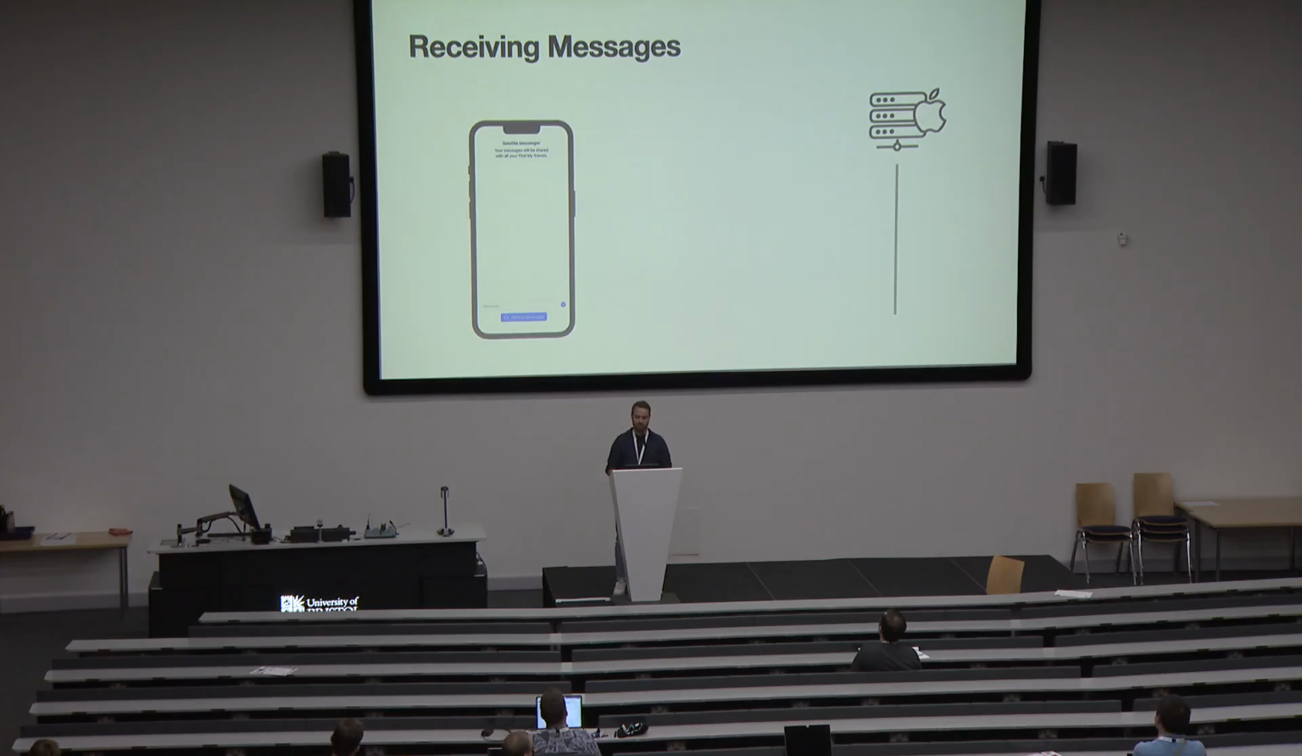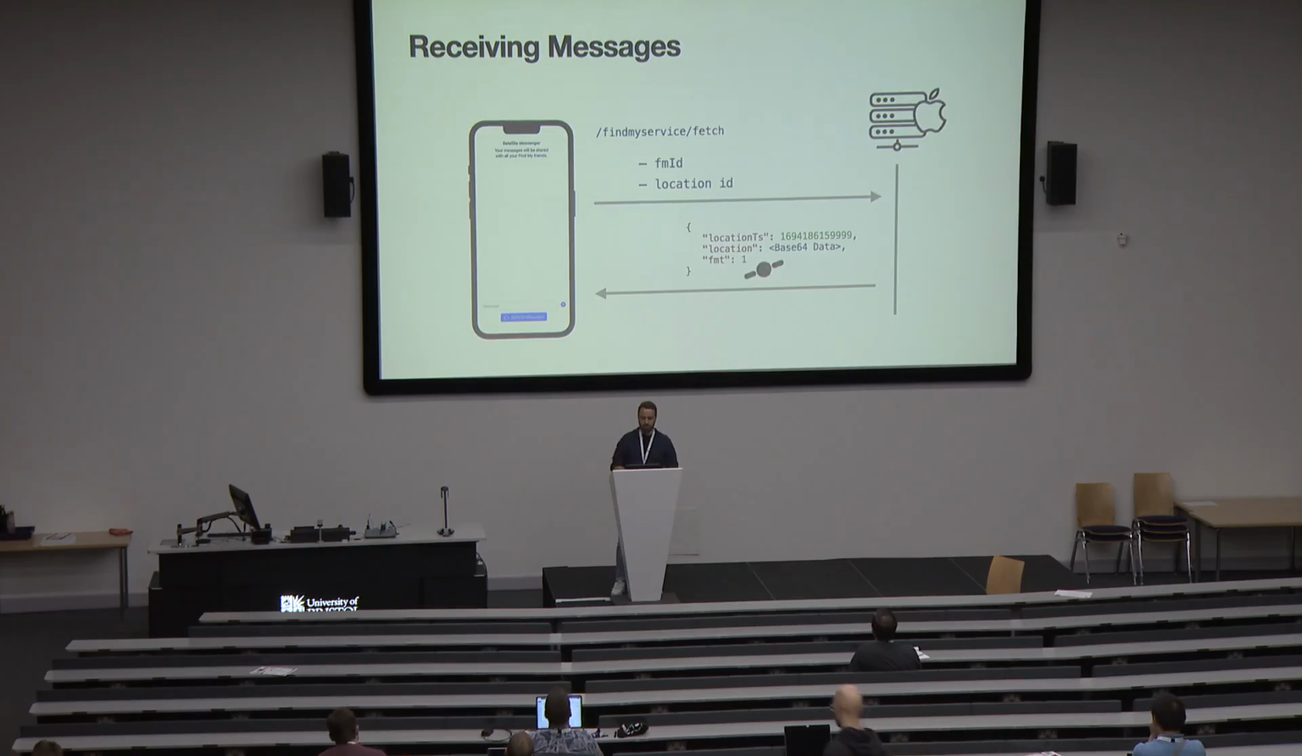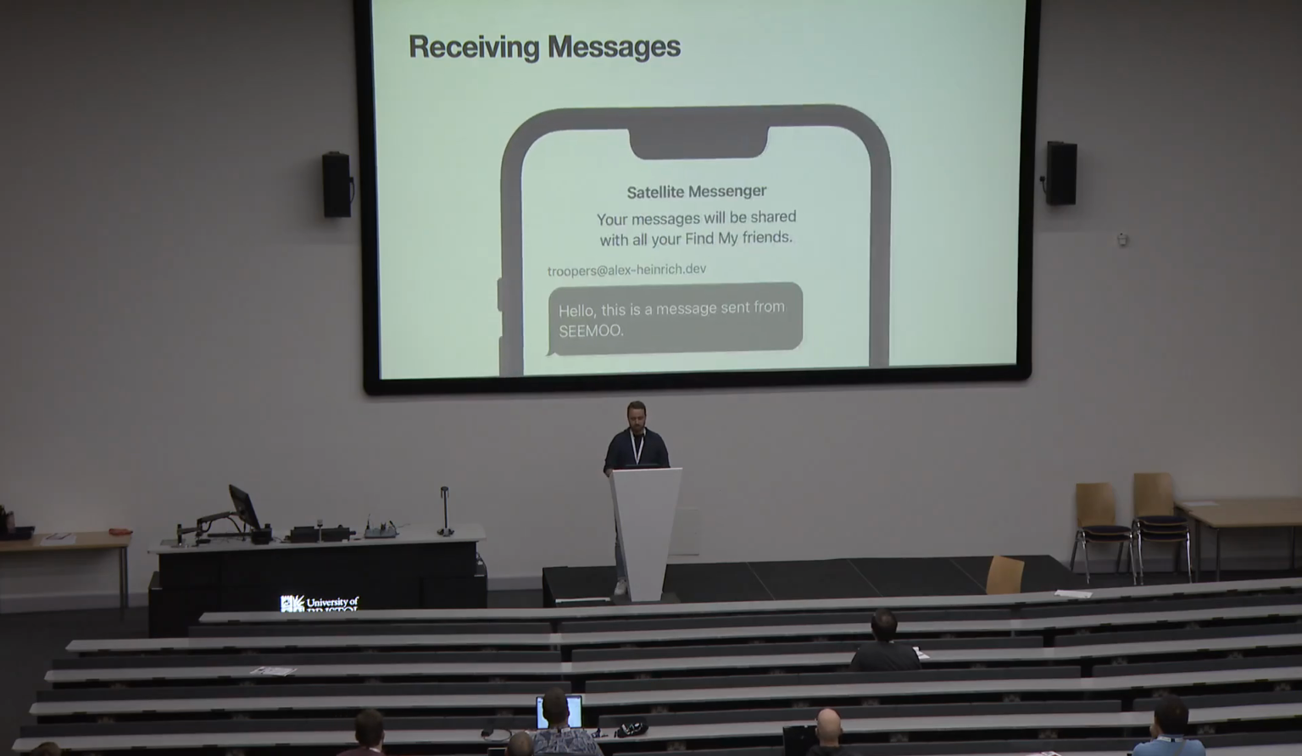And how do we receive messages? Yeah, we just use the web API, so there you just need to find my ID of that person you're already sharing the location with, and the location ID, and then you get back JSON data. And then there is something set format 1, that's when it's actually from a satellite, and then the base64 data could be, for example, a text message. As in this example.